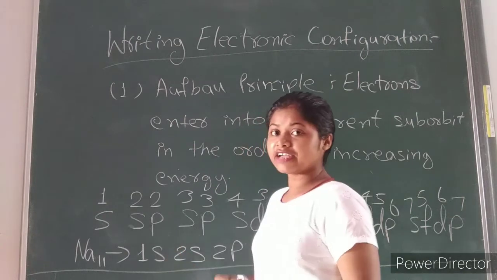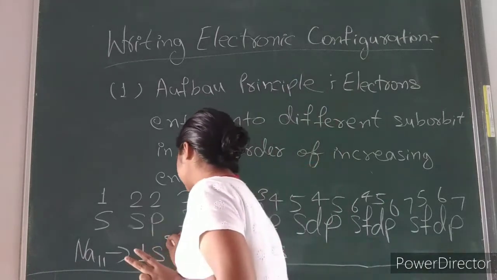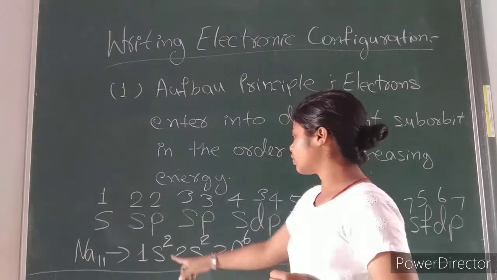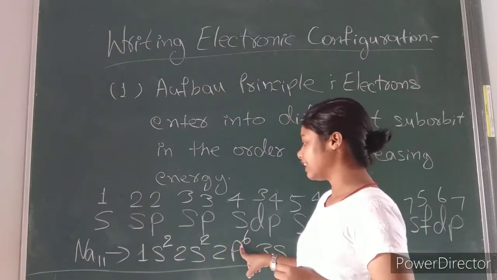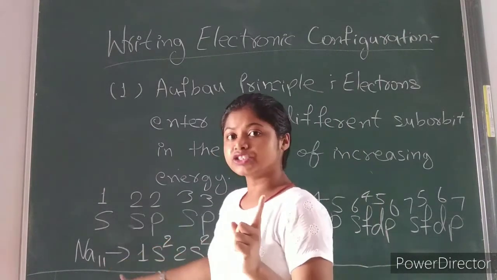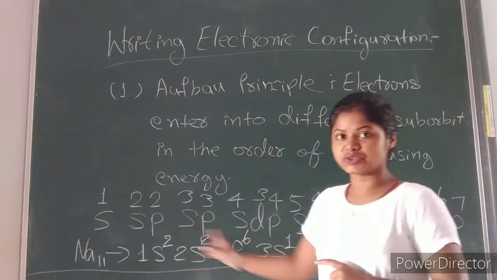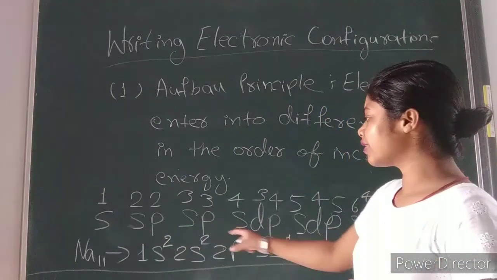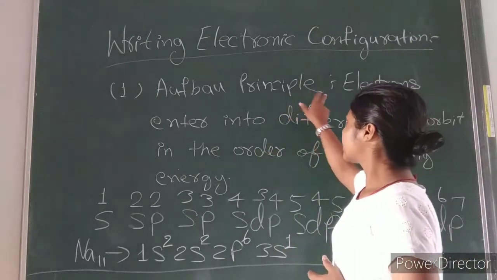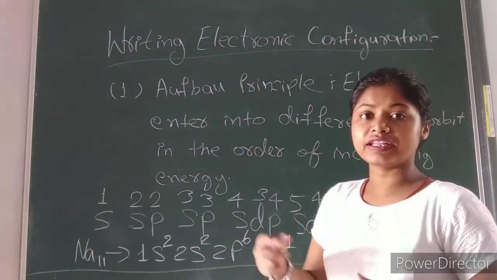As I have already told you, s can occupy only 2 electrons, and 2p can occupy a maximum of 6 electrons. So 2 plus 2 is 4, 4 plus 6 is 10. Now we need only 1 electron to fill, as the atomic number of sodium is 11. So we will put 1 here. This is the electronic configuration of sodium. This way we can write the electronic configuration, and this way we also satisfy the principle of Aufbau, which says that the lower suborbit will fill first.